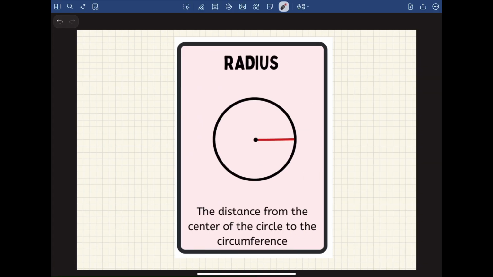What is a radius? The distance from the center of the circle to the circumference. So this is the radius. Any line that joins the center and the circumference will be classified as a radius. Okay? The plural of radius is radii.